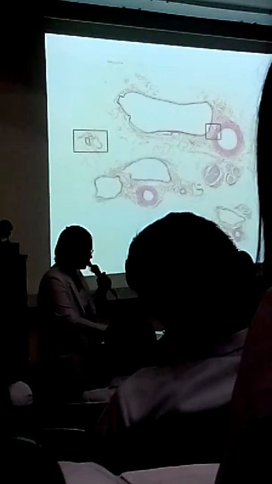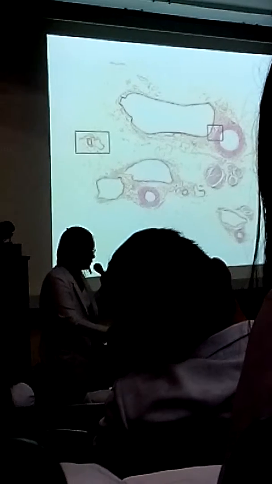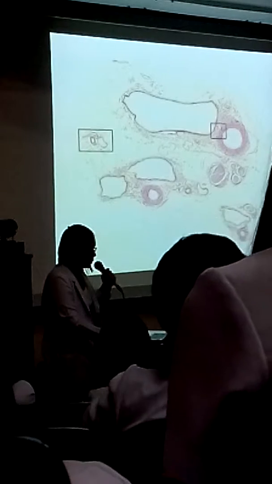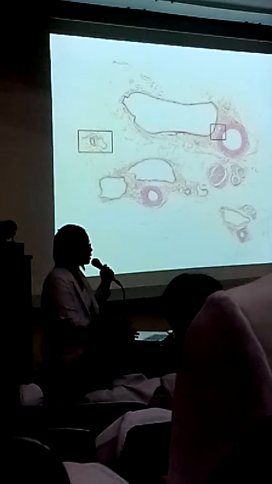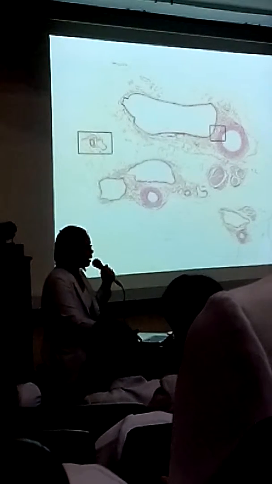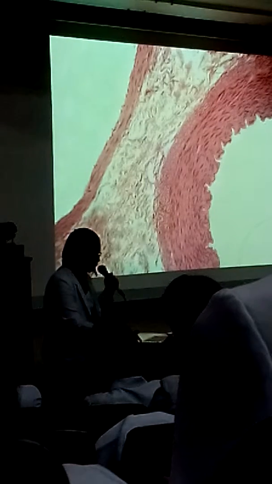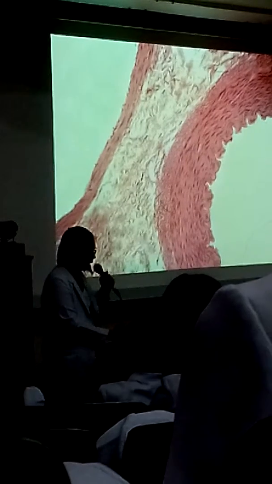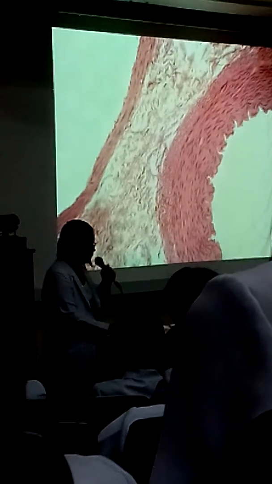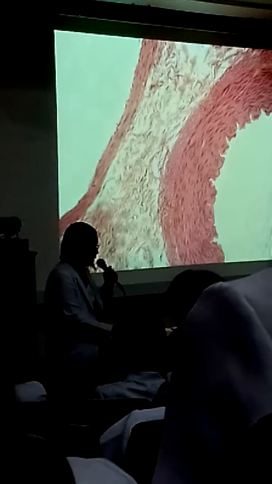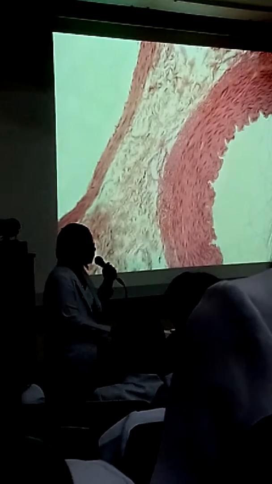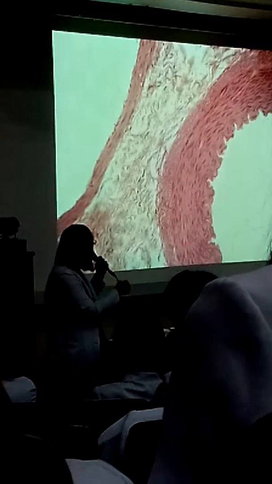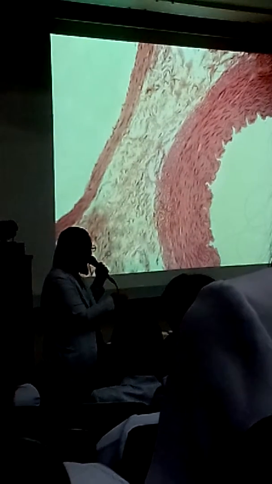Let's now go to the vein. So basically, the vein has a larger diameter, larger lumen, and thinner wall with no distinct boundaries in comparison to the size of that of the arteries. So it still has the tunica intima, tunica media, but the thickest layer is the tunica adventitia. So this is your vein and this is your artery.